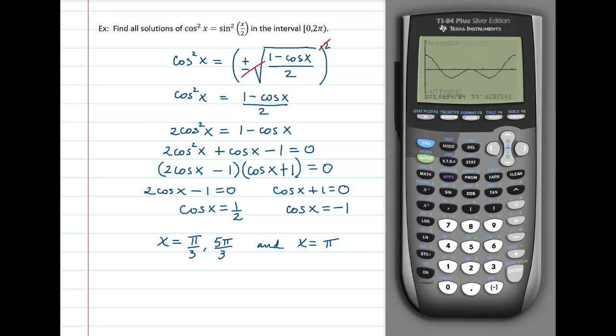It's like 1.047... But if you calculate what pi thirds and 5 pi thirds are, all those will be your zeros. We also have pi as a zero. You can also do second trace to pi, and pi is 3.14, and there you have it. That's the zero right there, right in the middle, pi. So this verifies the work that you've done here algebraically.